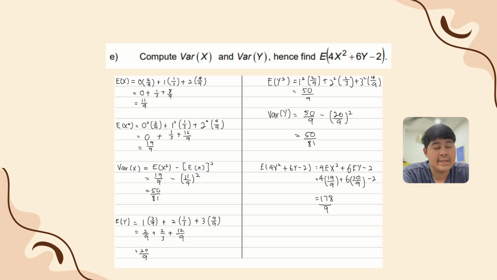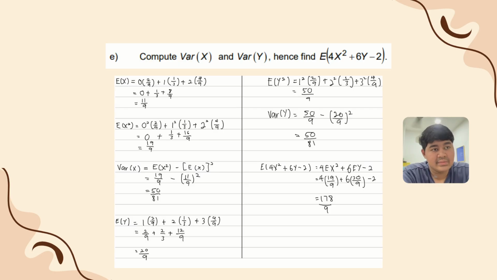Then we have to find the expected value of Y. Same formula as E(X): for E(Y), it's y times f(y). So 1 times 2 over 9 plus 2 times 1 over 3 and so on. And then the expected value of Y would be 20 over 9. For E(Y²), the formula would be y squared times f(y), same as E(X²), and then the final answer would be 50 over 9.